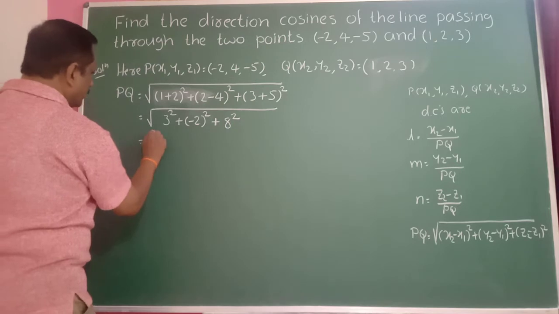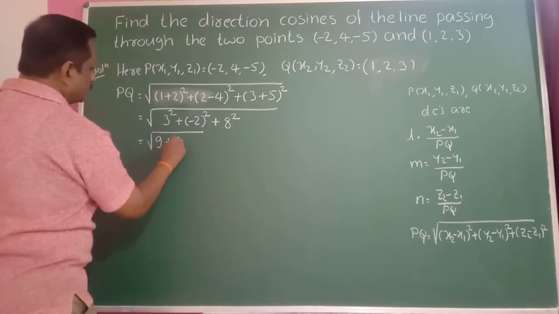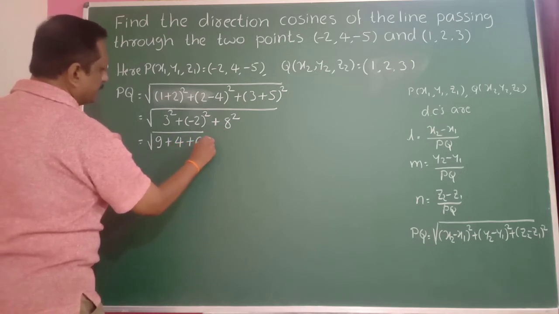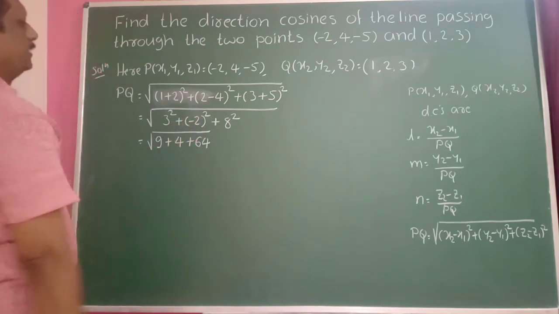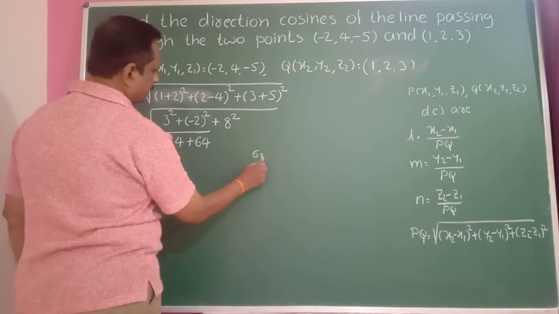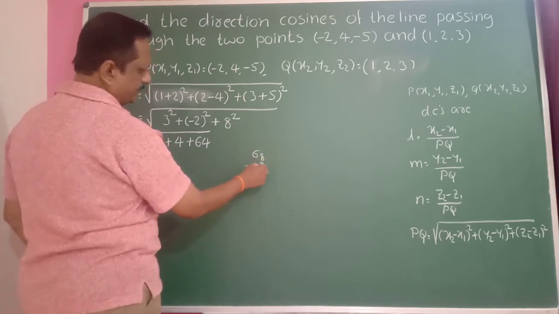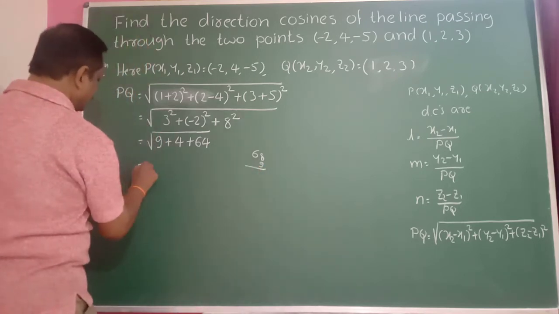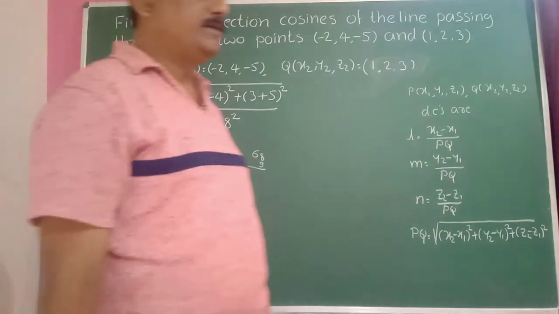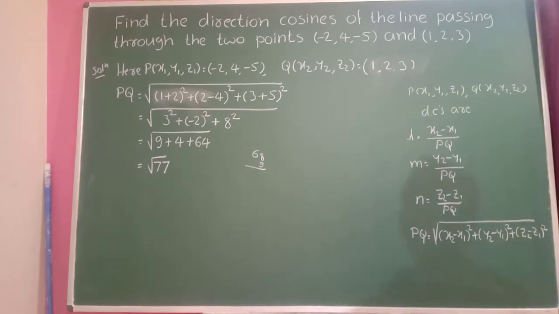Therefore this is equal to root of 3 square is 9, plus 2 square is 4, plus 8 square is 64. Then 64 plus 4 is 68, plus 9 is 77, plus 2... so root of 77. So PQ is equal to root of 77.